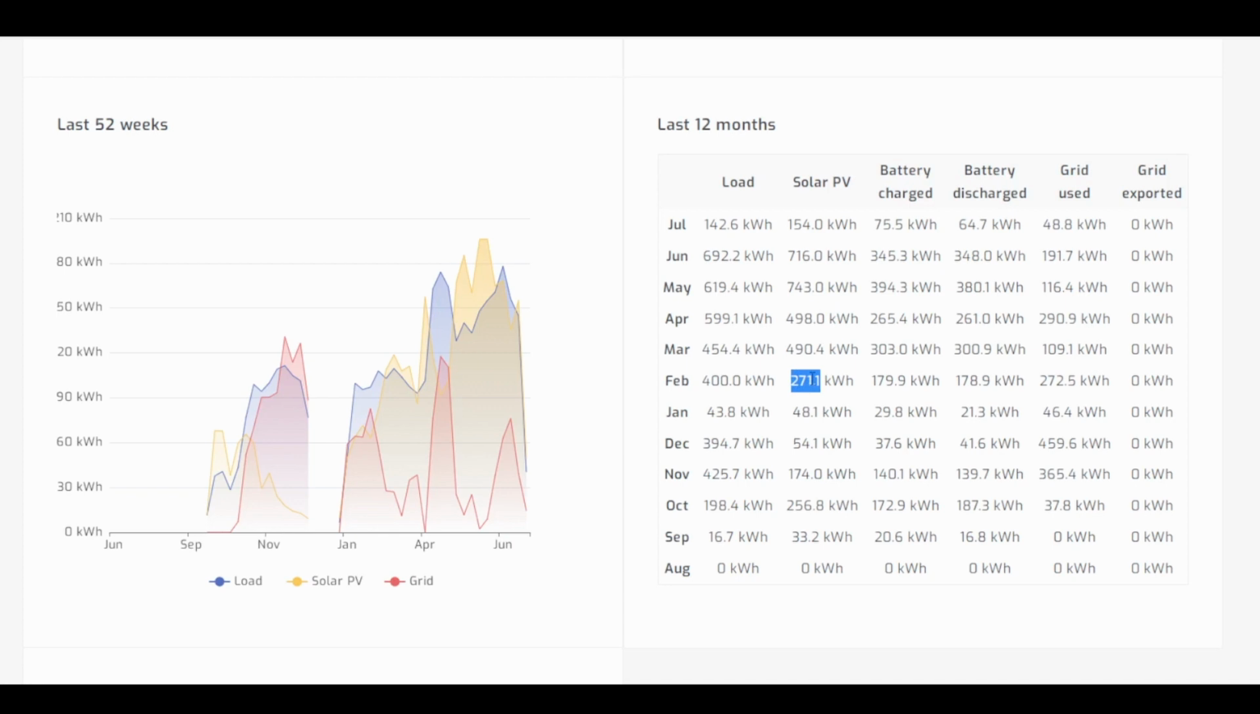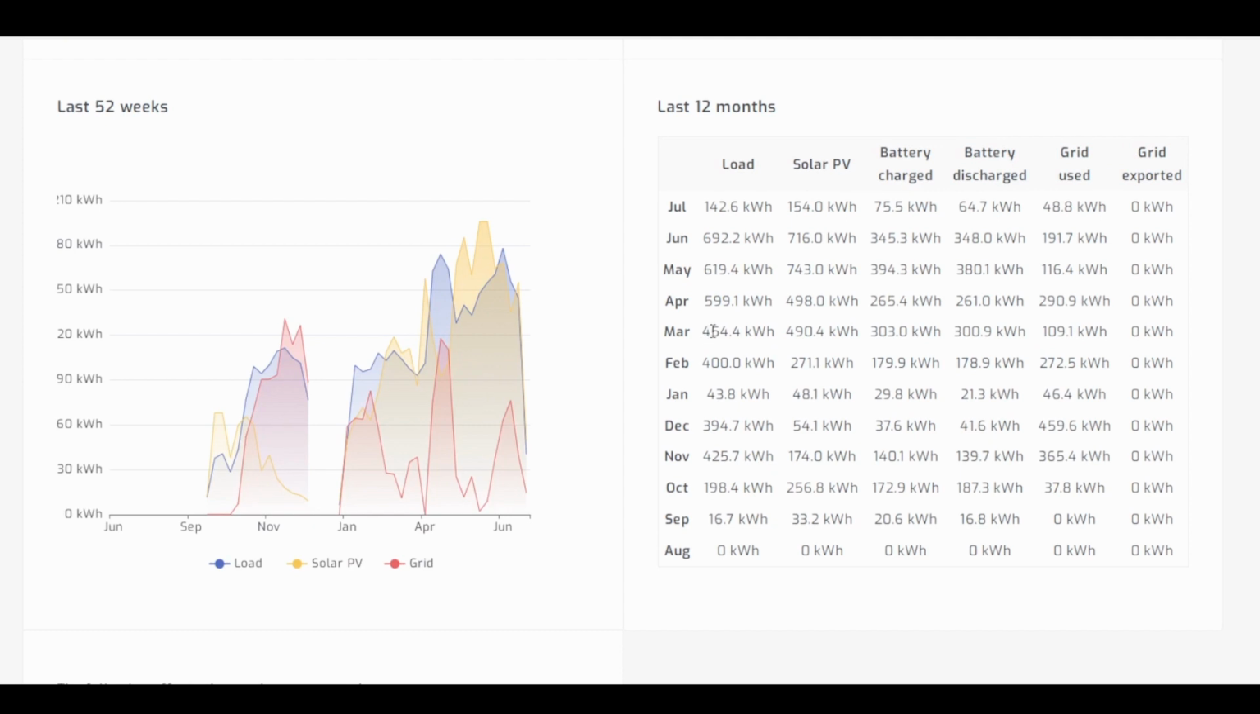I saw at some times 6.7 coming in because of the cool temperatures and that direct sunlight hitting those panels. And that was really amazing to see. So we had a 400 kilowatt load in February, 271 kilowatts of solar PV. We charged 179, 180 kilowatts into the battery, and we discharged about the same coming out of the battery. And we used a lot of grid power.